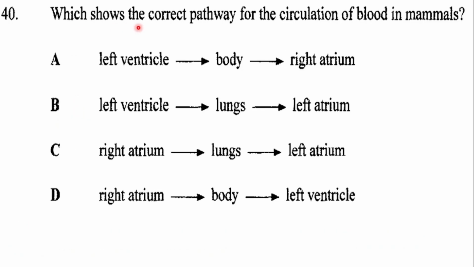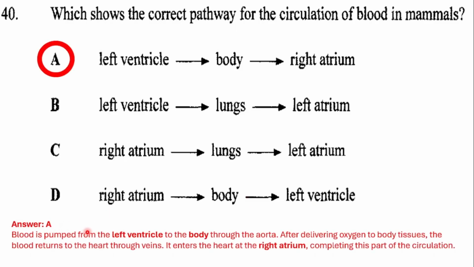And question number 40 says, which shows the correct pathway for the circulation of blood in mammals? So is it left ventricle, body, right atrium, left ventricle, then lungs, then left atrium, right atrium, then lungs, then left atrium, or right atrium, then body, then left ventricle? The correct answer is definitely going to be A, because the blood is pumped from the left ventricle to the body through the aorta. Then, after delivering oxygen to body tissues, the blood returns to the heart through the veins. It enters the heart at the right atrium, completing this part of the circulation. So the correct answer is definitely going to be A, left ventricle, then body, then right atrium.